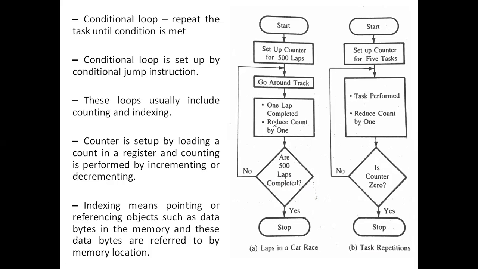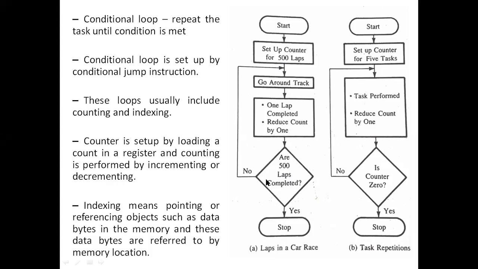So this kind of loop is going to be repeated 500 times only, until the counter is exhausted up to 500. Here the counter has been initialized to 500. When the first lap is over, it will reduce the count by 1 so that it becomes 499. And this 499 is not 0, and this task is repeated.